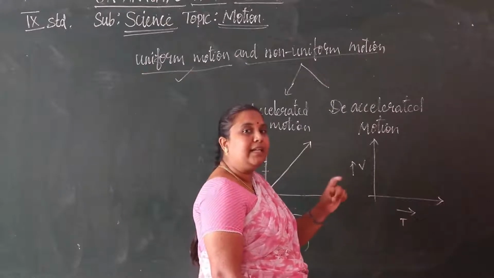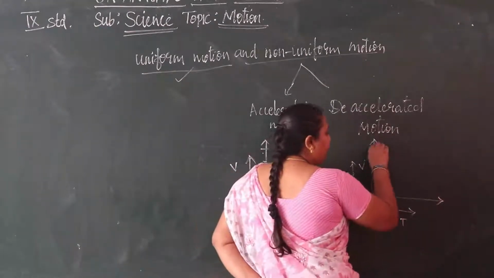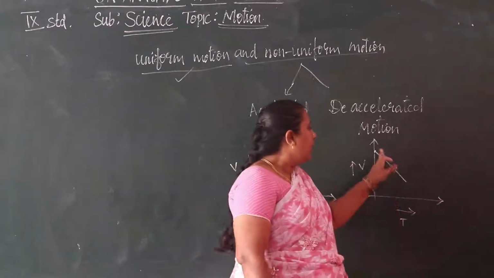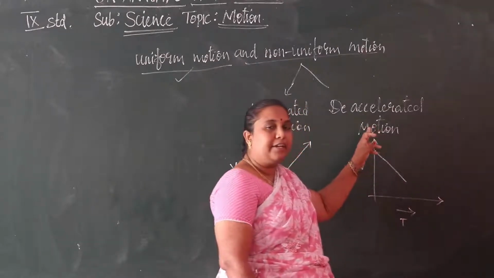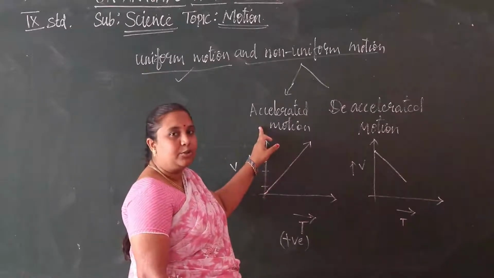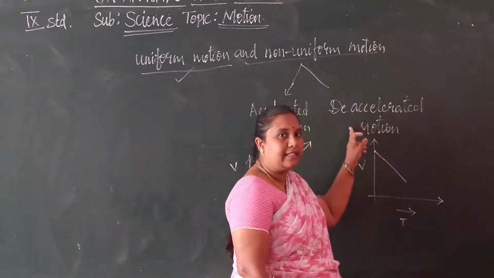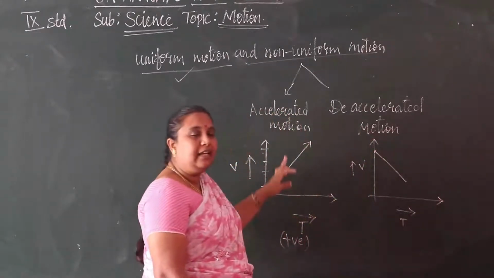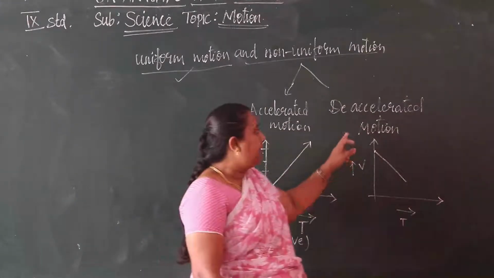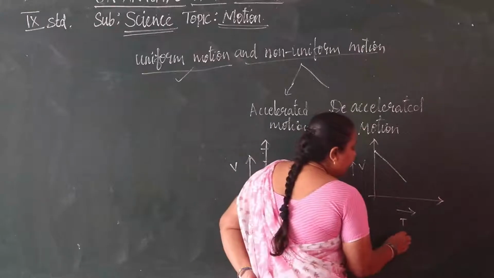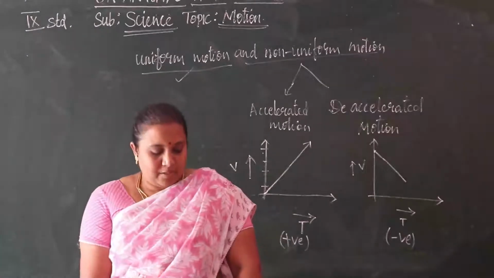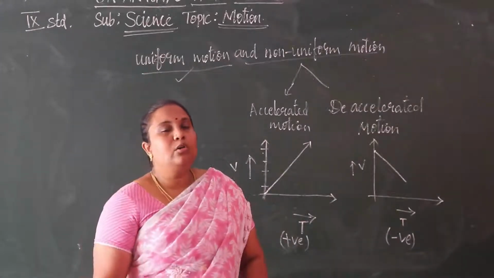It decreases over the same intervals of time. Here this is the starting point, and it decreases with time taken. While decreasing, it is deaccelerated motion; while increasing, it is accelerated motion. Accelerated motion is always positive, and deaccelerated motion we mention as negative. While decreasing, there is a negative sign. So understood, children? Then let us move on to speed.